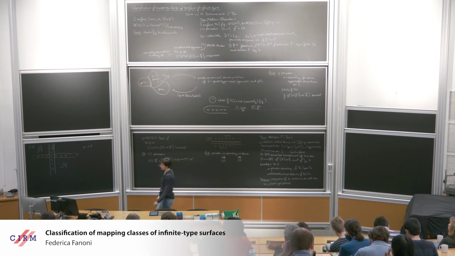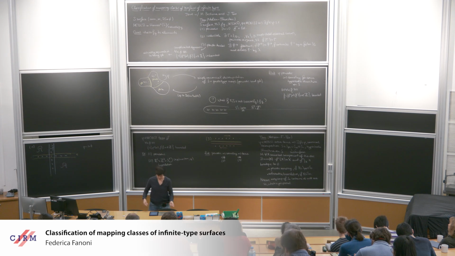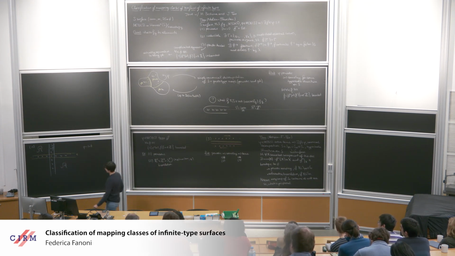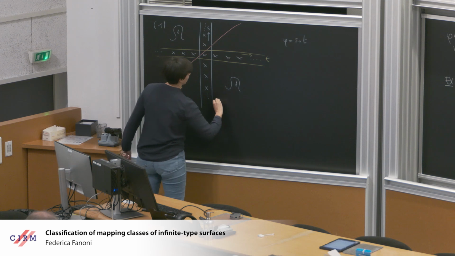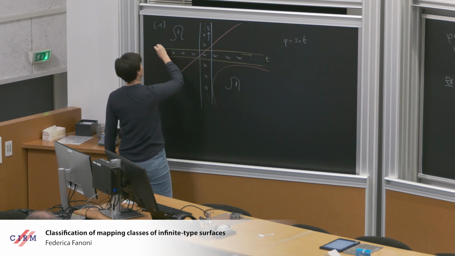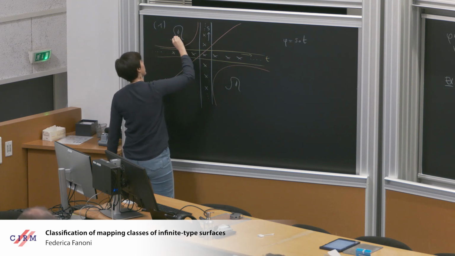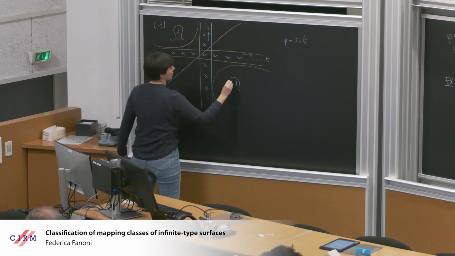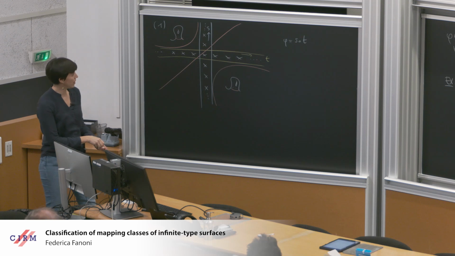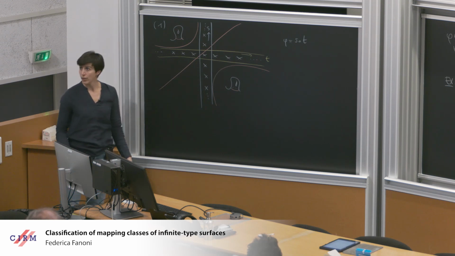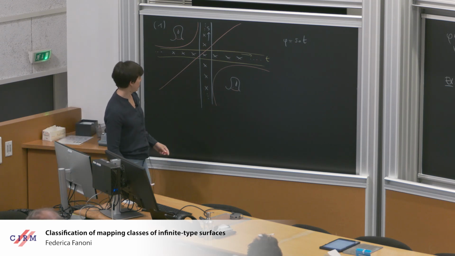So what actually happens is that the decomposition is going to be as follows. I have one line here. I have this. I have this. Okay, so I have three lines and two curves that give me the decomposition.